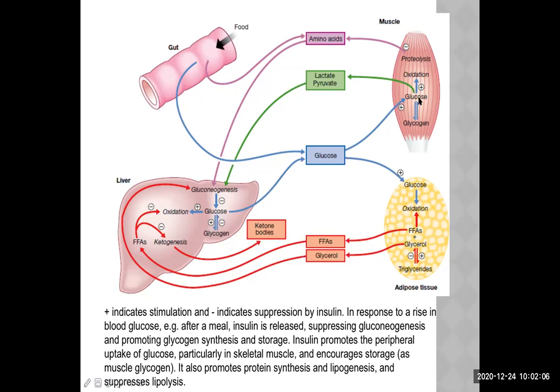The glucose is here. So glucose will be converted into glycogen, that is stimulated by insulin. And the oxidation is again stimulated by insulin, whereas the proteolysis is inhibited by insulin. Proteolysis is the opposite of anabolic effect. We know insulin is the anabolic hormone. So proteolysis is breakdown of the protein, that is inhibited by insulin.